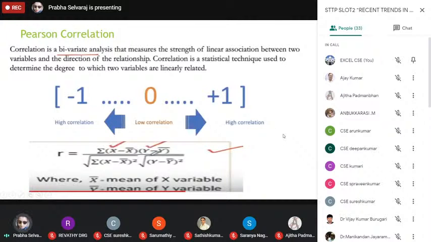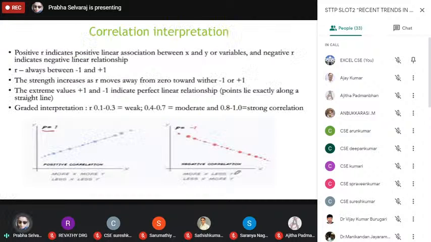How to find this correlation? You have to find out the mean value of x, that means add all the values and find the average. The same way for the y value, and then you have to apply the formula. You will get the correlation. Based on the value, you will decide whether it is low correlation, high correlation, or zero correlation.